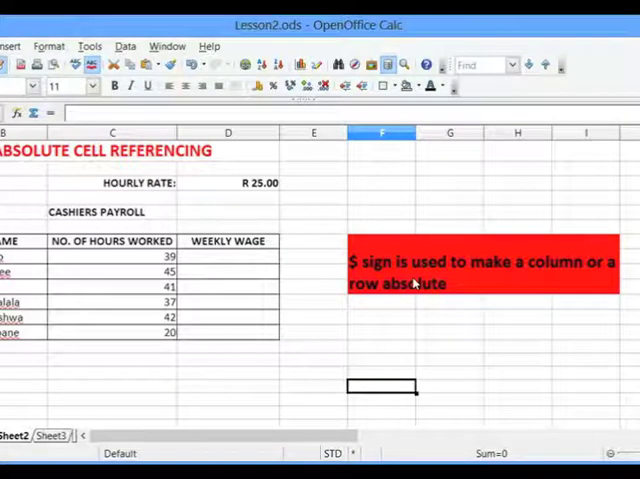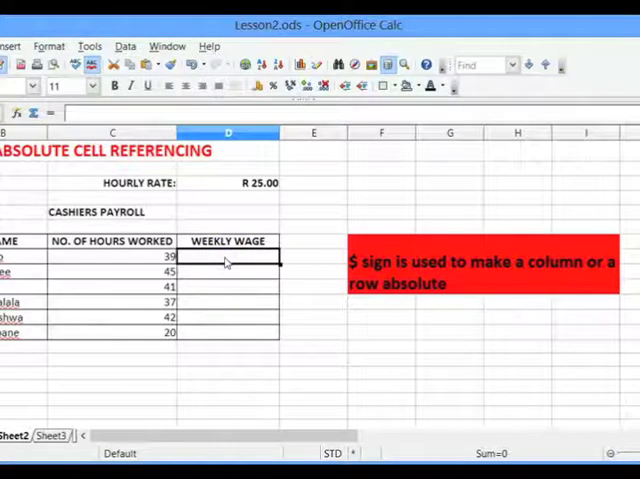Let us look at our example for a cashier's payroll. We need to calculate a formula in cell D8 that is going to calculate the total weekly wage for our employees. The weekly wage will be calculated by the number of hours worked per week times the hourly rate. The hourly rate for all employees is 25 rands per hour.